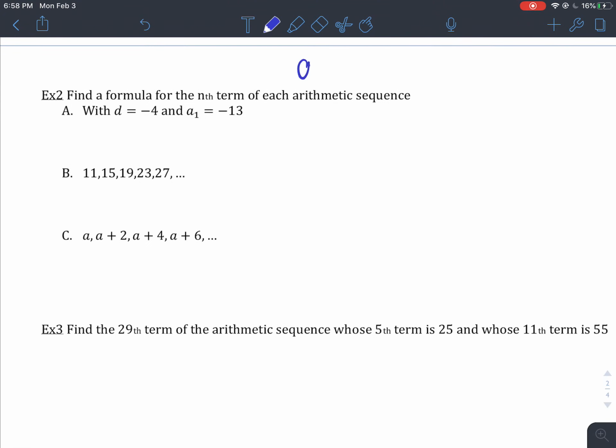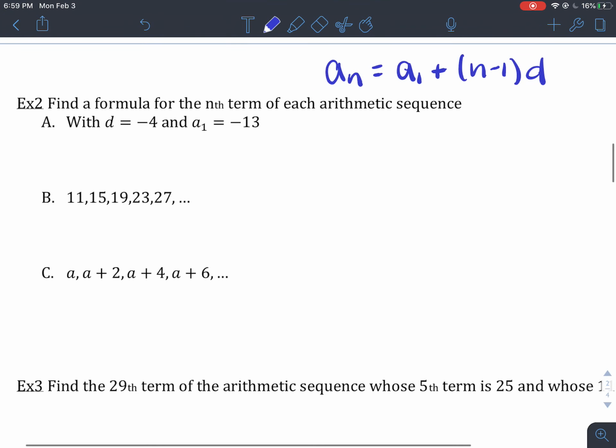So we're going to do a couple examples. We're going to use our formula, and I'm just going to rewrite it. A sub n equals a sub 1 plus n minus 1 times d, where d is our common difference and a sub 1 is our first term. We're going to write some formulas. Now, in the first example, they tell us our common difference is -4 and our a sub 1 is -13. There's not a whole lot to do except to put them in the right spots. This means our nth term of our arithmetic sequence is -13 plus n minus 1 times -4.